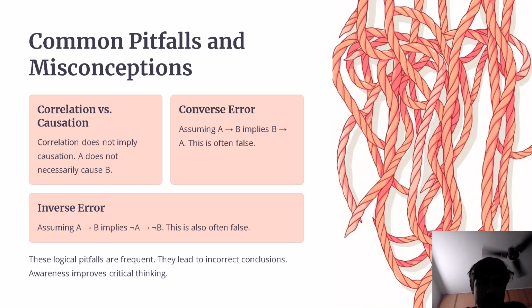Common pitfalls and misconceptions. Correlation versus causation: correlation does not imply causation. A does not necessarily cause B. Converse error: assuming A → B implies B → A. This is often false. Inverse error: assuming ¬A → ¬B follows from A → B. This is also often false. These logical pitfalls are frequent. They lead to incorrect conclusions. Awareness improves critical thinking.